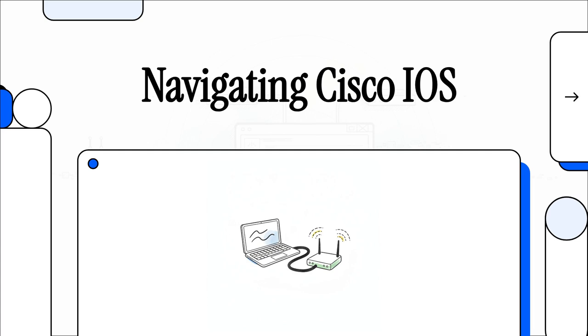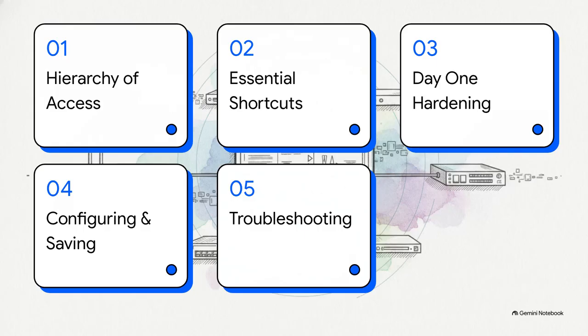We'll be using real-world scenarios straight from professional reference guides to show you exactly how to move through the system, lock it down securely, and troubleshoot it just like a seasoned engineer. All right, let's take a quick look at our roadmap for today. We'll start with the hierarchy of access, then move on to essential shortcuts. After that, we'll hit the day one hardening checklist, cover configuring and saving, and wrap it all up with troubleshooting and what we call the golden sequence.